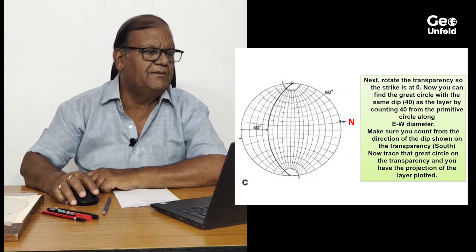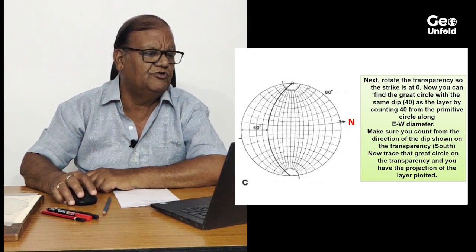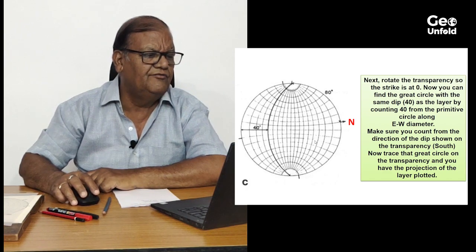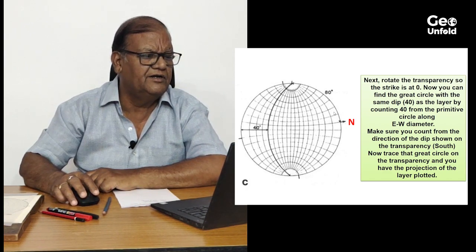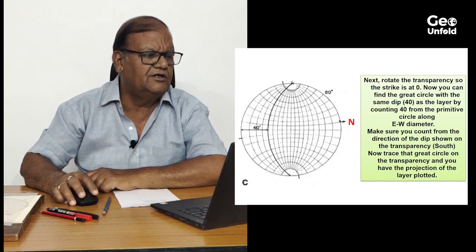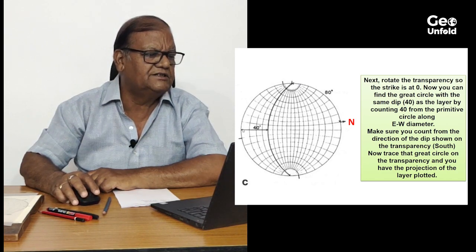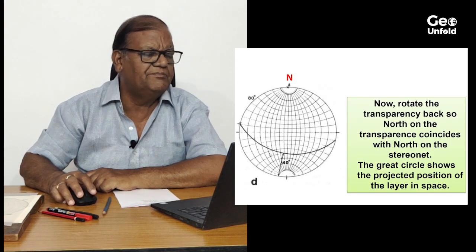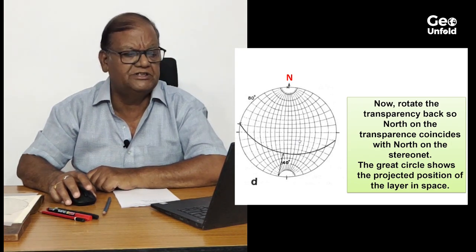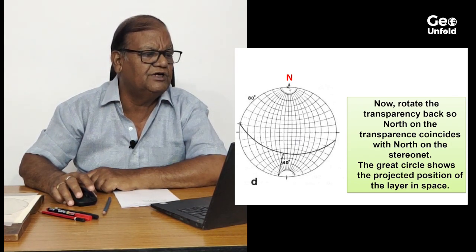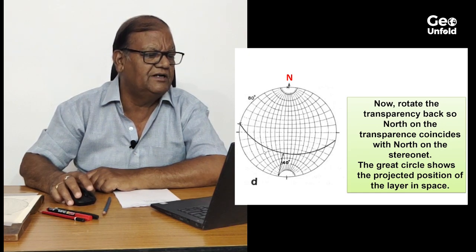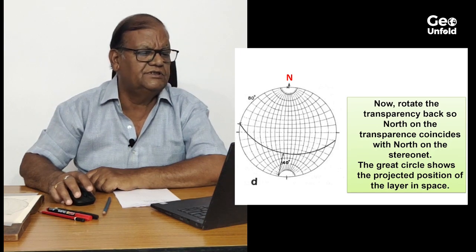Then we will bring the same plane along the north-south line. We rotate the paper so that the strike marking comes exactly on the north-south of our net, whereas the north which is traced on the paper will shift 80 degrees from the north below. Then we count from the southern side about 40 degrees and make the great circle. This great circle represents the plane which is dipping southerly. When we bring north again to the north of the net, the plane is visible, which is striking 280 and dipping 40 degrees towards the south.